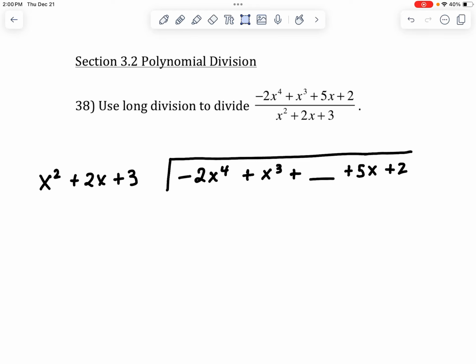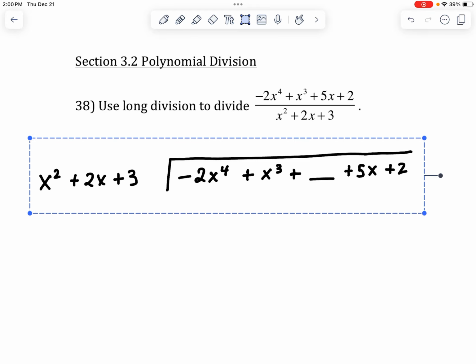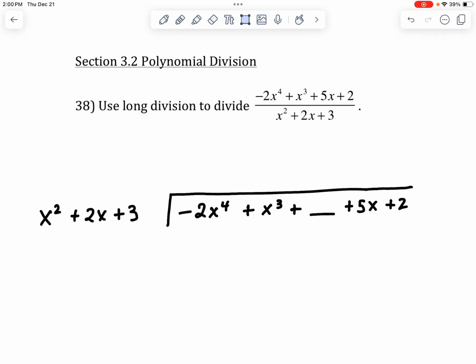I think that I need to have a little more space. Let me just move this down, and now we're ready to go. When you're dividing, you compare the first term with the first term. How many times will an x squared divide into a negative 2x to the fourth? Another way to look at it is, if you need x to the fourth, you're going to have x squared times x squared to give you x to the fourth. Also, we'll have to have a negative 2.